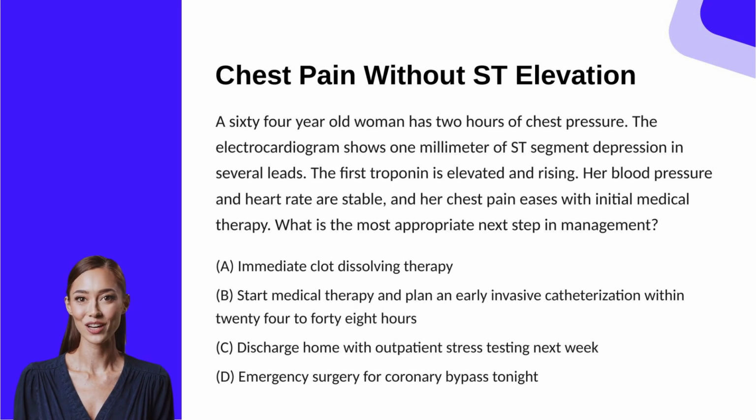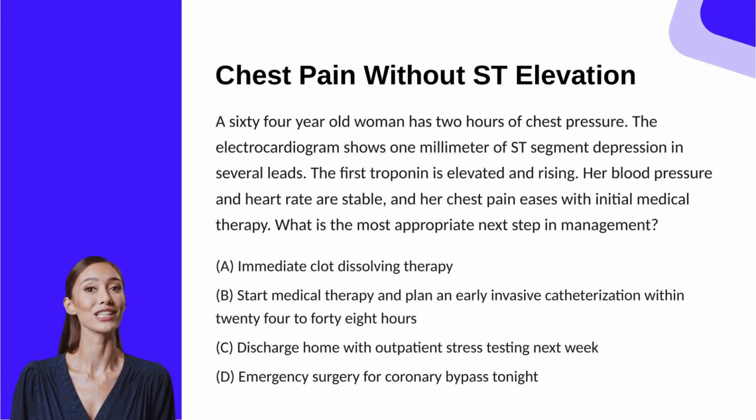The electrocardiogram shows 1 millimeter of ST segment depression in several leads. The first troponin is elevated and rising, her blood pressure and heart rate are stable, and her chest pain eases with initial medical therapy. What is the most appropriate next step in management?